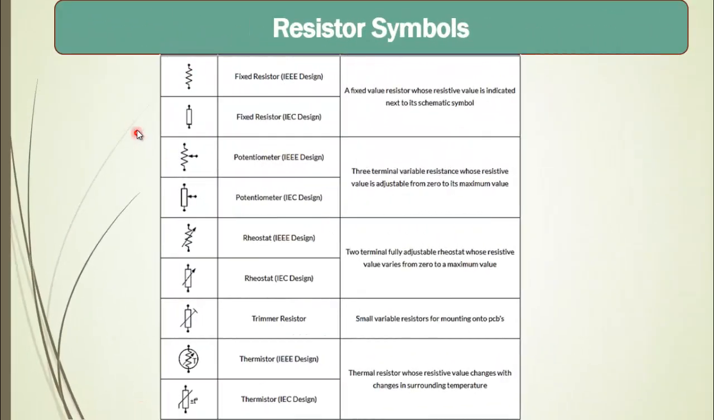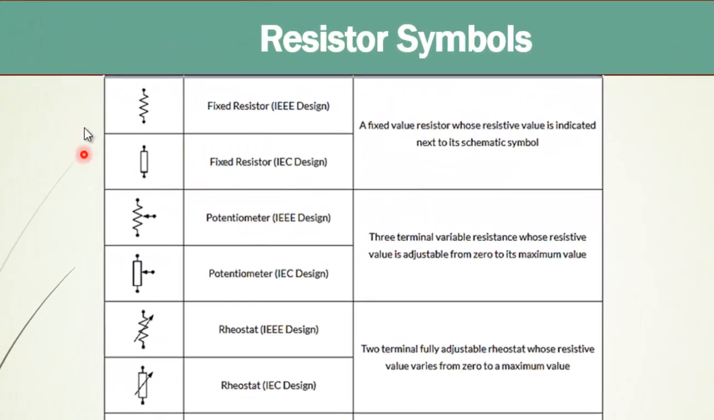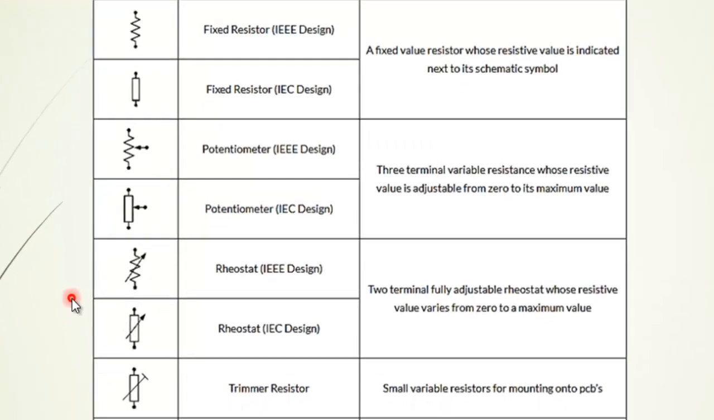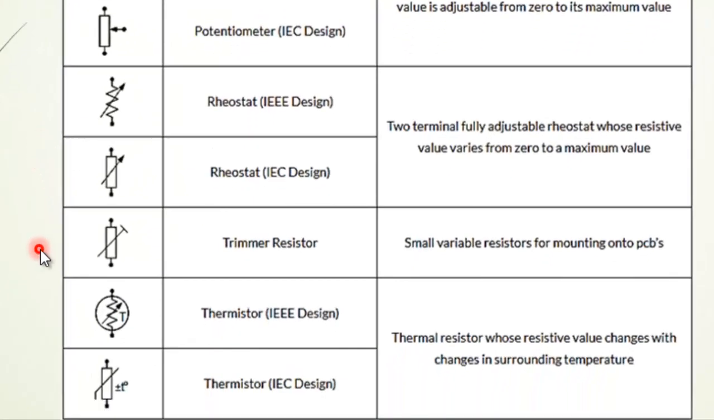Then come the different types of resistors. Both these symbols are for the fixed resistors. These two symbols are for the potentiometers. These two symbols are for the rheostat. This one is the trimmer resistor. These two symbols are for the thermistors.